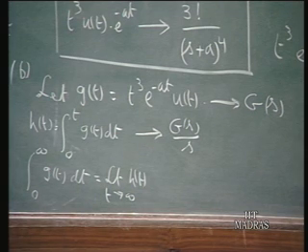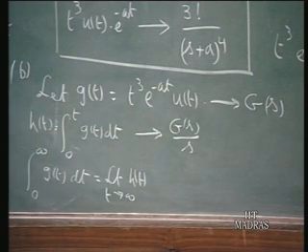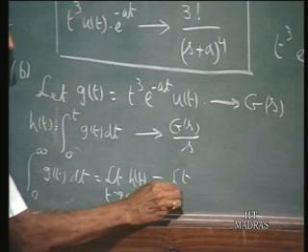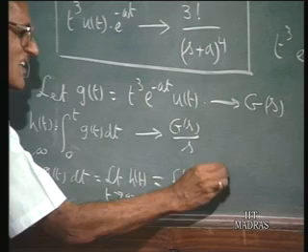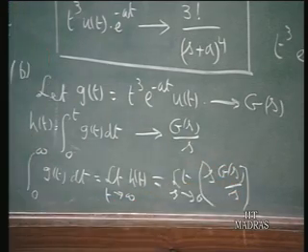So the final value of this function we want to find out. This function has the Laplace transform G(s) over s. To find out the final value of this function, this is equal to the limit as s tends to 0 of s times G(s) over s. That is the final value theorem.